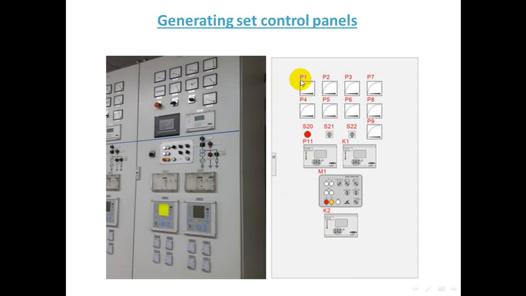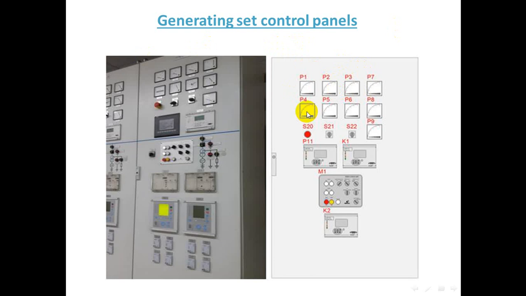First, from P1 to P3. P1, P2, and P3, what are these? They are the generator phase currents, as shown in this cabinet. P1, P2, and P3 are the abbreviation for protection and generator phase current. They show the current in each phase of the generator.